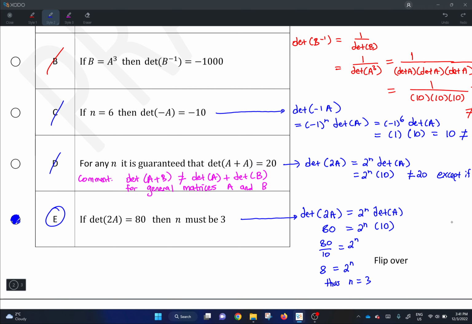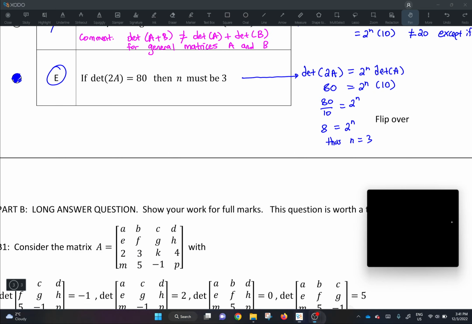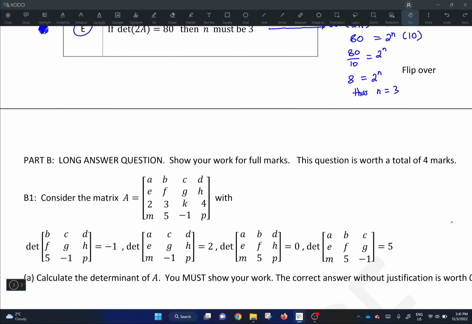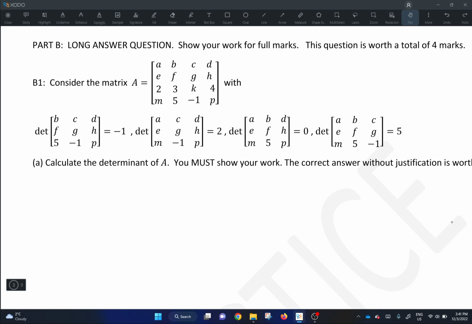All right, on to the second part. Part B, long answer question. Show your work for full marks. The question is worth a total of 4 marks. Here's a matrix filled with letters. Yucky, 4 by 4. Don't see any zeros, don't see any duplicates. And we're asked to calculate its determinant, but we also have a bunch of determinants of small matrices. We have the determinant of B C D, F G H, 5 minus 1 P.